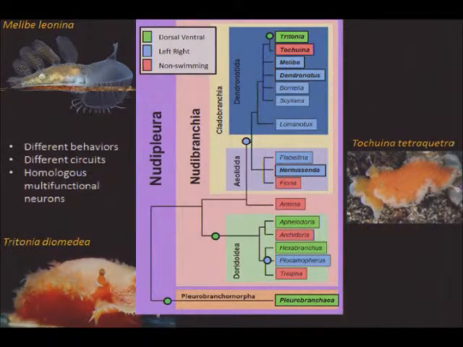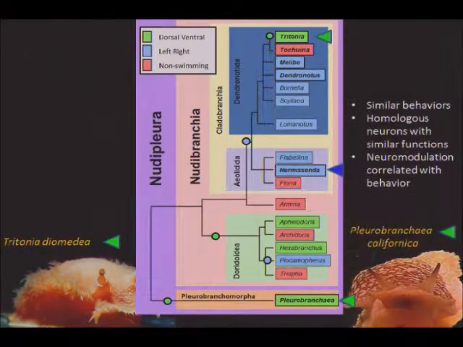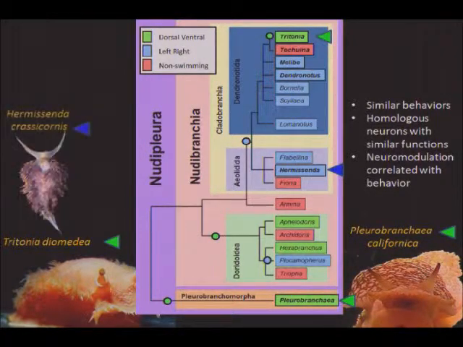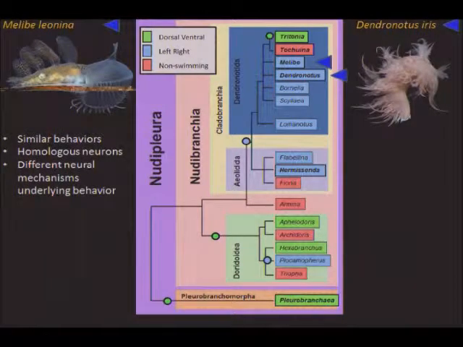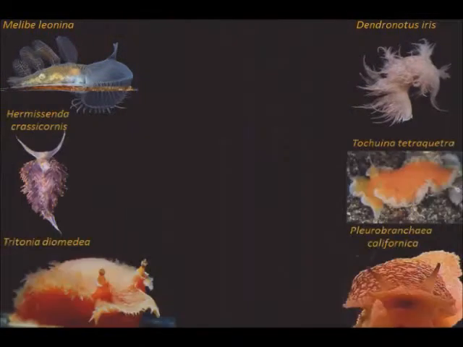So just to review one more time, looking at Melibe and Tritonia and Tochuina, different behaviors, different neural circuits, but homologous multifunctional neurons. Looking at Pleurobranchaea and Tritonia, similar behaviors, homologous neurons with similar functions, and neuromodulation correlated with behavior, both within the species and across species. Again, looking at Melibe and Dendronotus, similar behaviors, homologous neurons, different neural mechanisms underlying the behavior.